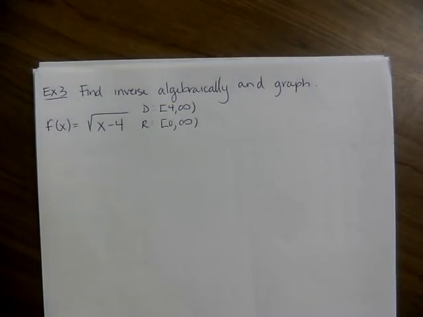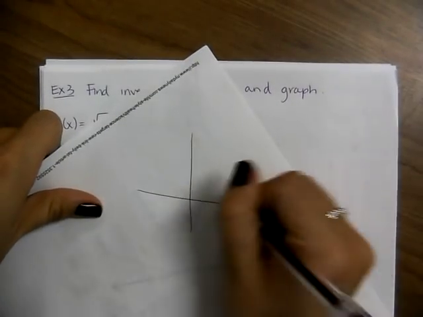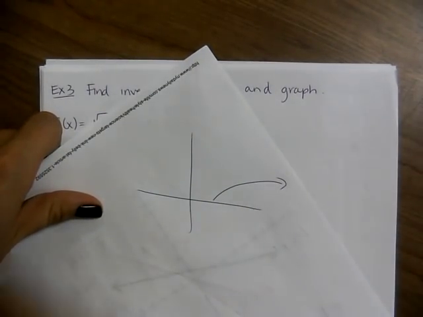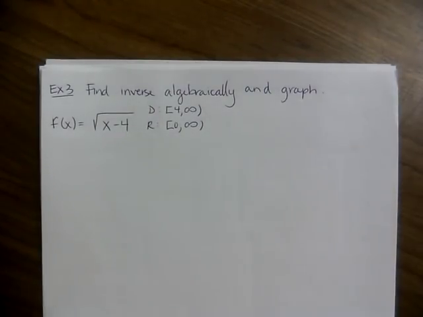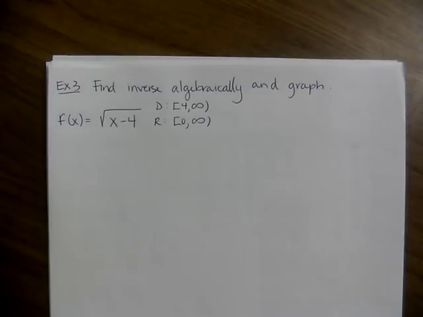Now, first of all, looking at the square root of x minus 4, if you think about the graph, is it 1 to 1? Like, it looks like that, right? So anywhere you draw a horizontal line, we're going to be good. Okay? It's going to be 1 to 1. So we know this is going to have an inverse. All right? Okay, so here we go.